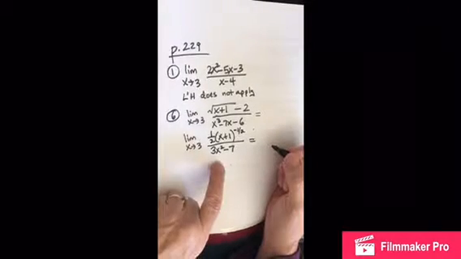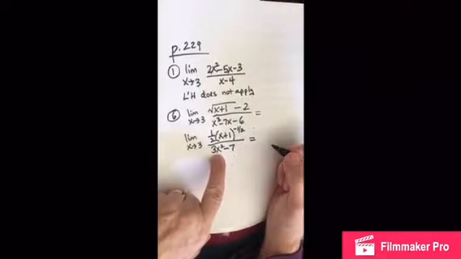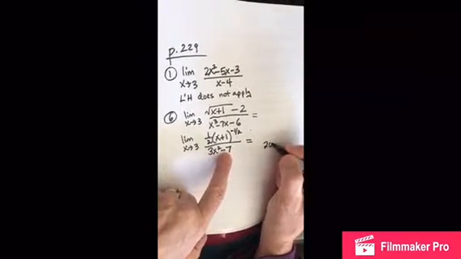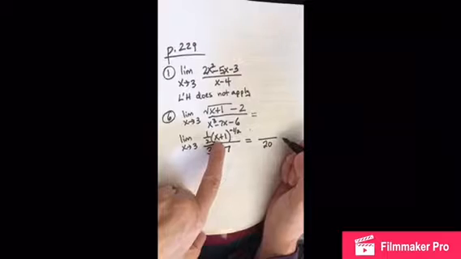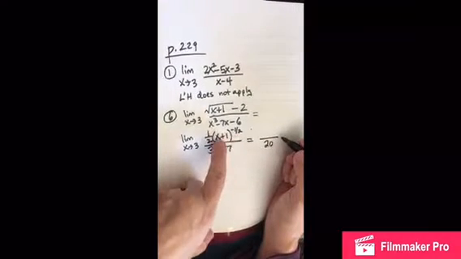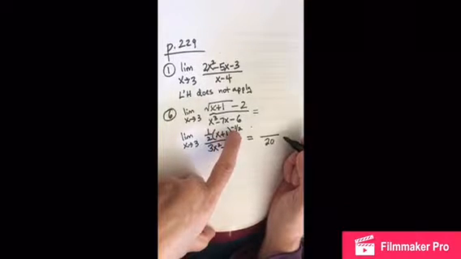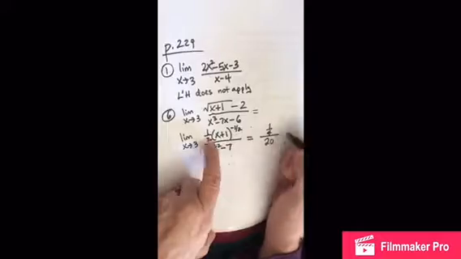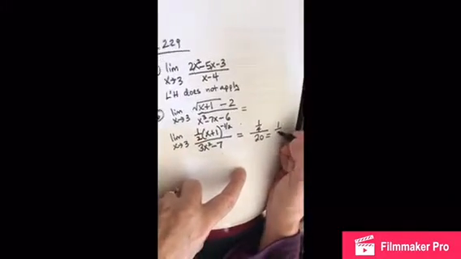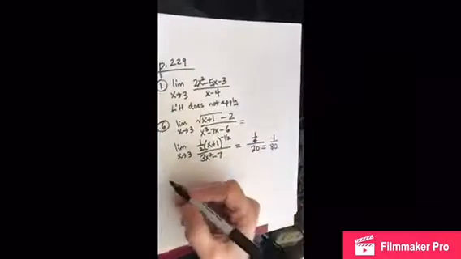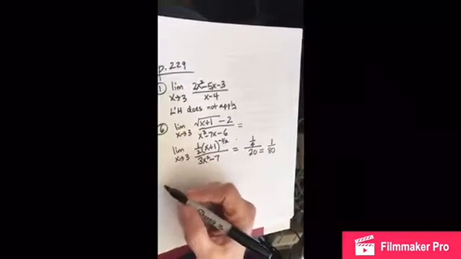So when we plug the 3 in the denominator, 3 squared is 9, times 3 is 27, minus 7 is 20. And when we plug the 3 in here, 3 plus 1 is 4. The square root of 4 is 2. 2 to the negative 1 is 1/2, times 1/2 is 1/4. So that ends up being 1/80. So we can't evaluate with L'Hopital's rule on that one.